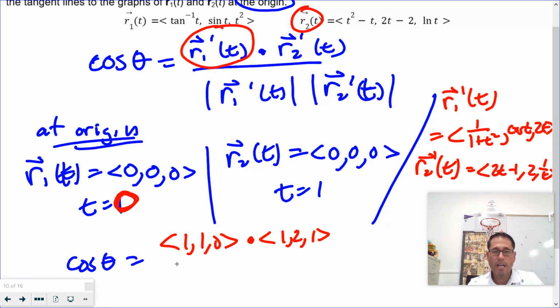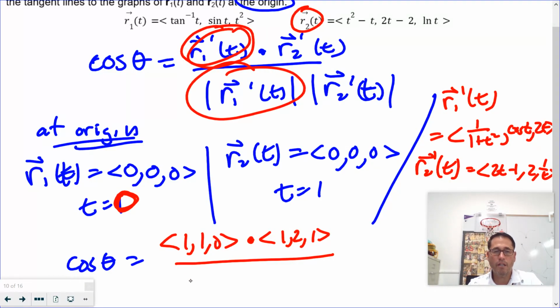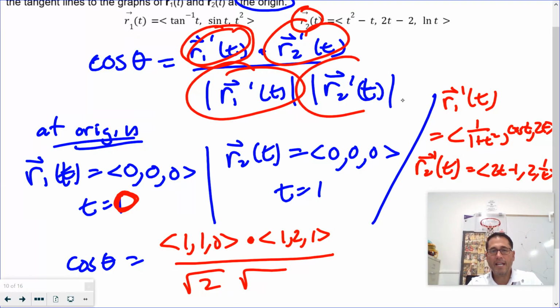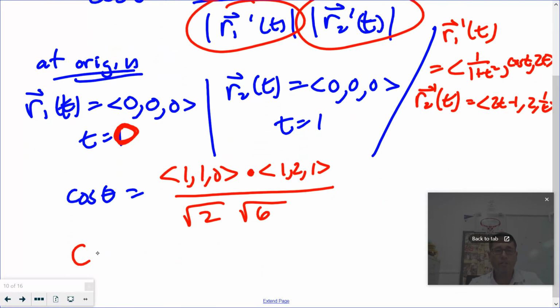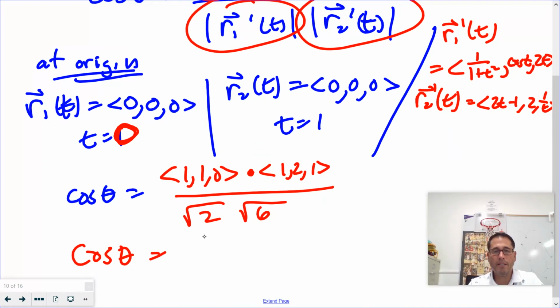And that's all over the magnitude of this first vector, that's my formula right there, which would be the square root of 1 squared plus 1 squared, which is the square root of 2, times the magnitude of the second vector at t equals 1, which would be 1 squared plus 2 squared plus 1 squared, the square root of 6. I think you can do this one without a calculator. The dot product would be 1 times 1 plus 1 times 2 plus 0 times 1, which is 0.